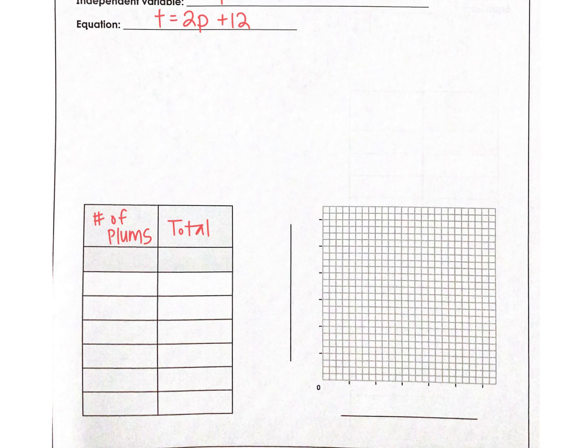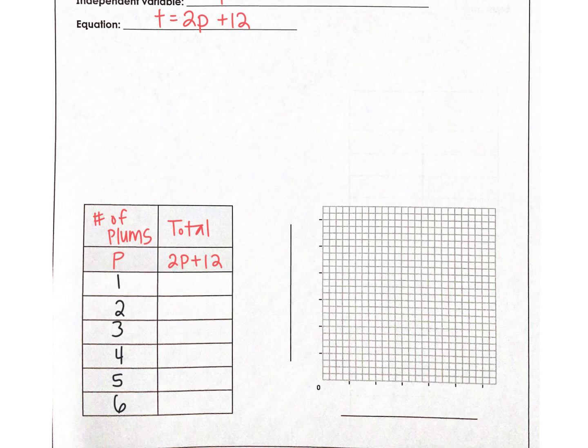So what am I using to represent plums? What letter? P. P, okay. And then my equation, to figure out the total, is 2P plus 12. Okay, so I'm just going to put those there at the top, just as a reminder. And now I can write in, what numbers did it tell me to use for the number of plums? 1 through 6. So 1, 2, 3, 4, 5, 6.